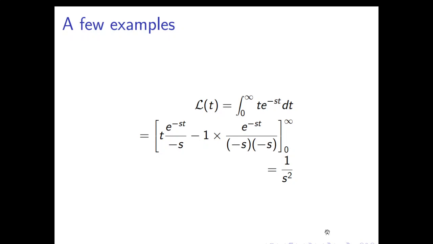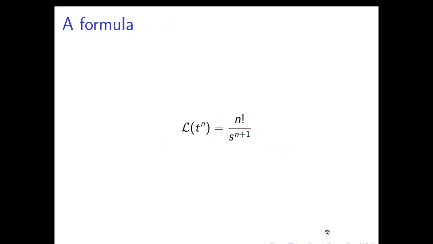So the Laplace transform of t is 1 by s square. So the inverse Laplace transform of 1 by s square is t. So that's the relation. The inverse Laplace transform of 1 by s is 1. The inverse Laplace transform of 1 by s square is t.